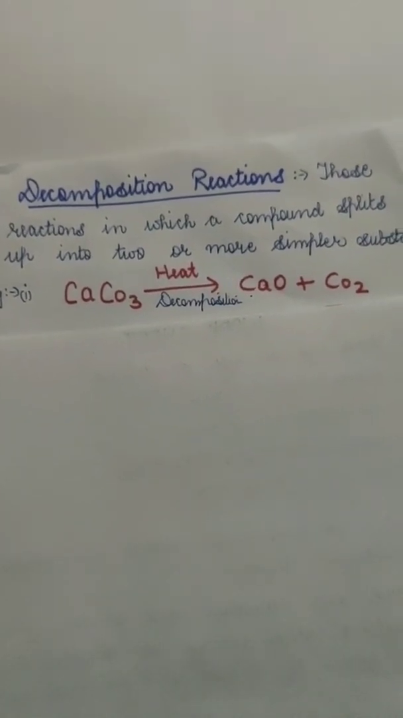That means those reactions in which a compound splits or breaks down into two or more simpler substances are called decomposition reactions. For example, CaCO3 plus heat. CaCO3 is calcium carbonate, a white substance which you would have seen in whitewash also. When we whitewash, the color which appears on the wall is CaCO3. When we heat CaCO3, calcium carbonate, it will be decomposed into simpler compounds, that is CaO, and CO2 gas is released.